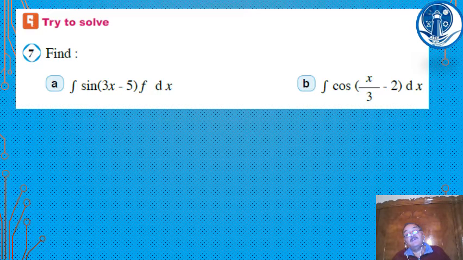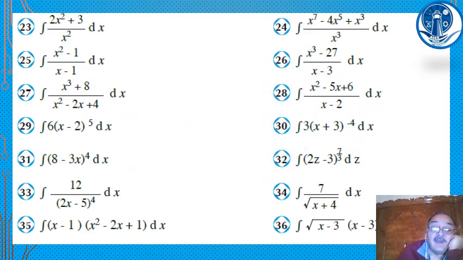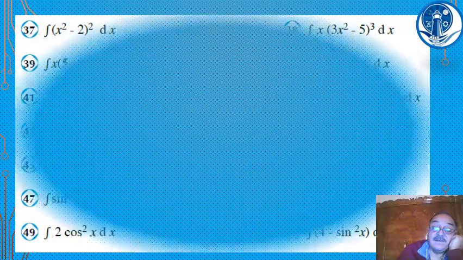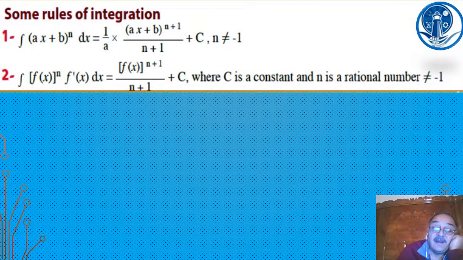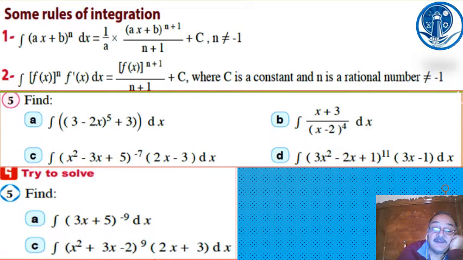Here, find the integration of 3x minus 5 cosine x. That's an easy one, and here is an exercise. You can solve it, and see you in the next session. Here is another exercise, and these are the rules again, another exercise.